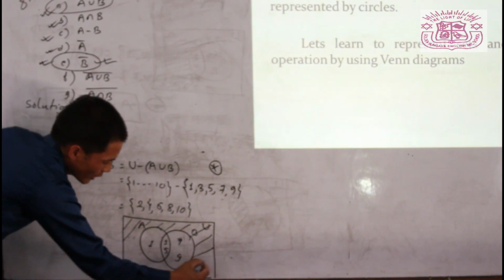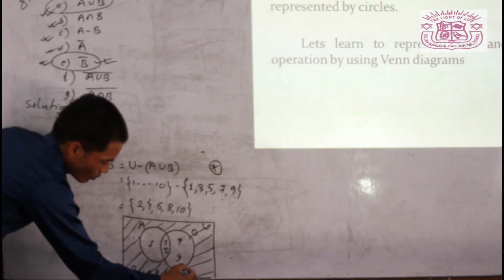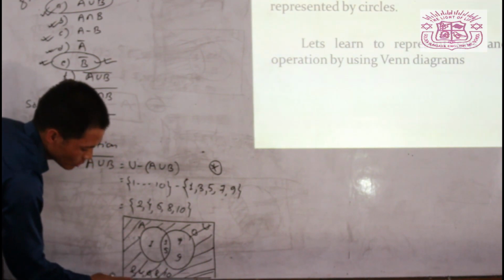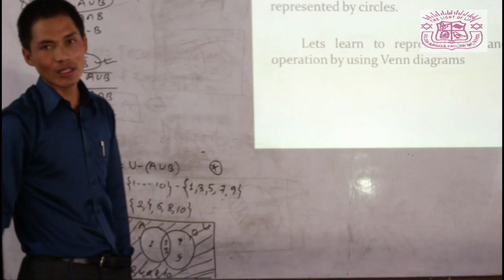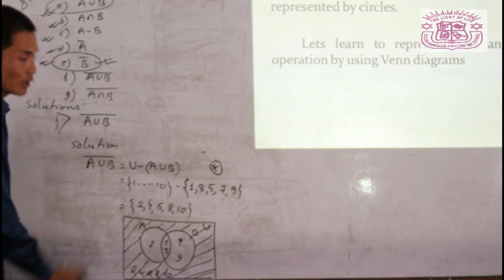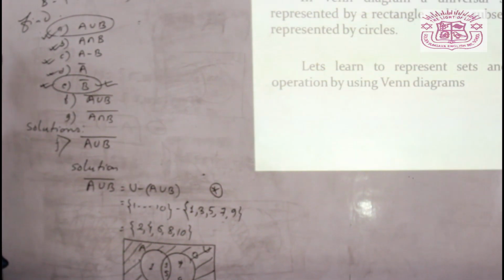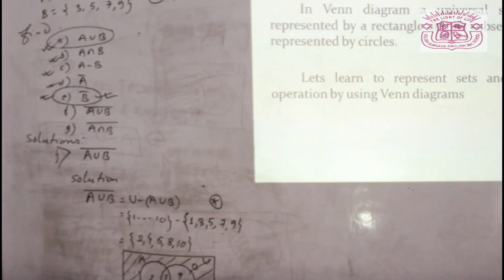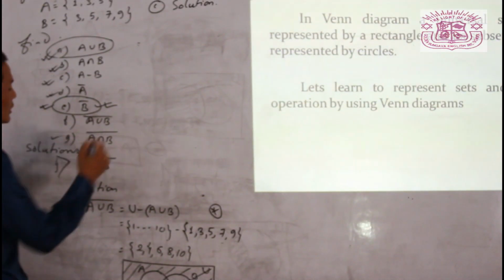This represents A and B complement. While making shadow, make sure that the numbers 2, 4, 6, 8, 10, the written numbers, should not be erased, or it should not be darker. So here we have A and B complement. And the last one is A intersection B.